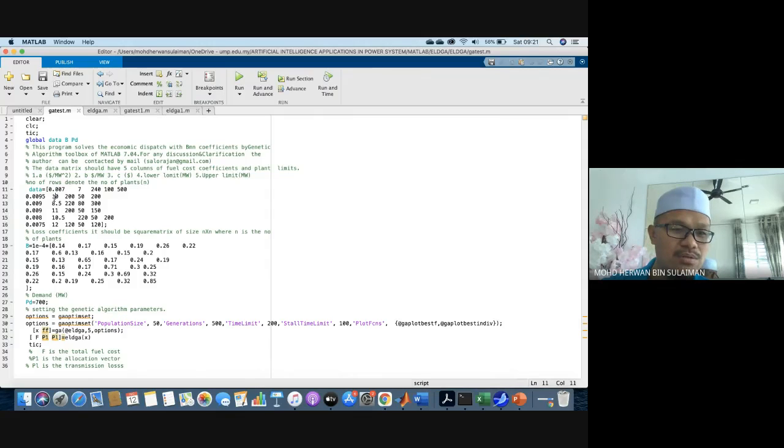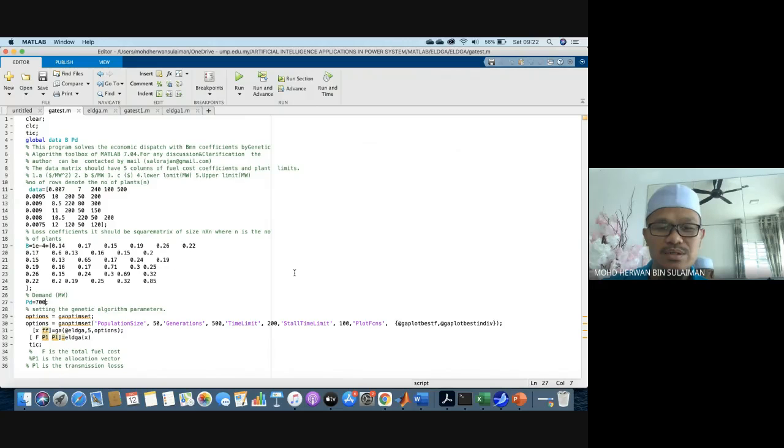So this one we have 1, 2, 3, 4, 5, 6. So we have 6 generators. And then it also has the B loss coefficients. This one is the B loss coefficient. So the demand for this power system with 6 generators is 700. So we want to find the optimal value.